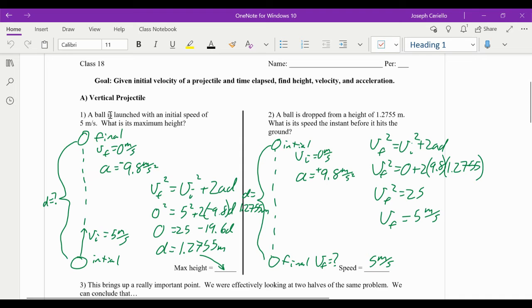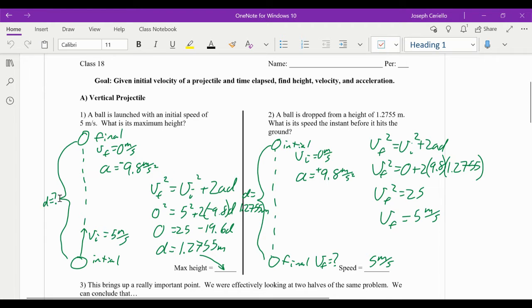Problem one says a ball is launched with an initial velocity of 5 meters per second. What is its max height? So its initial position is down here. Its final position is up here. Its initial velocity is 5 meters per second upward. Its final velocity at the max height, as we said last class, was 0. The other piece of information we have is that the acceleration is negative 9.8 meters per second squared. Why is it negative? Because it's hurting or slowing down the initial velocity.